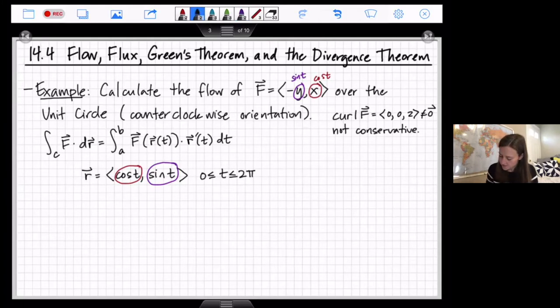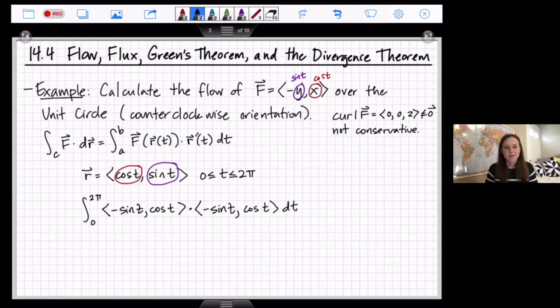All right, so let's find our integral. We're going to integrate from 0 to 2 pi. We're plugging our parameterization into the vector field. We're going to get negative sine comma cosine from the work we did up above. And we're going to dot that with the derivative of our parameterization. Looking at my r function there, the derivative of cosine is negative sine. The derivative of sine is cosine.